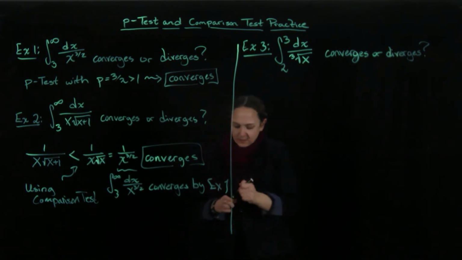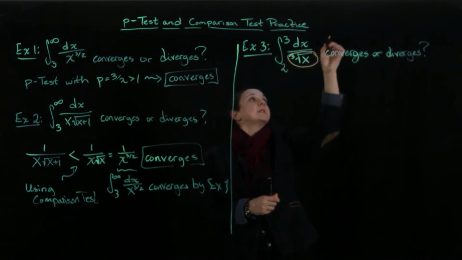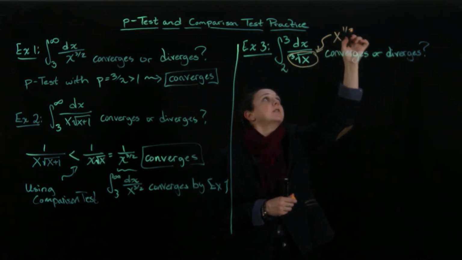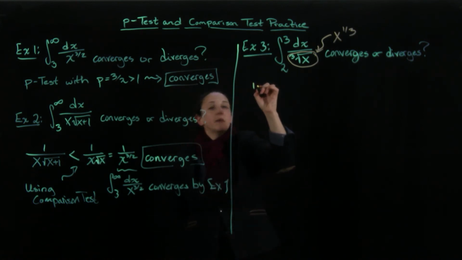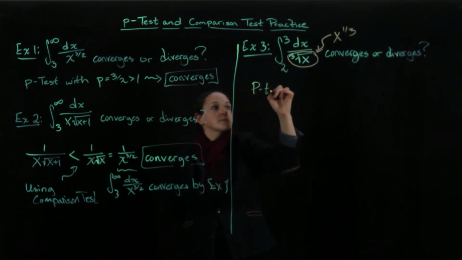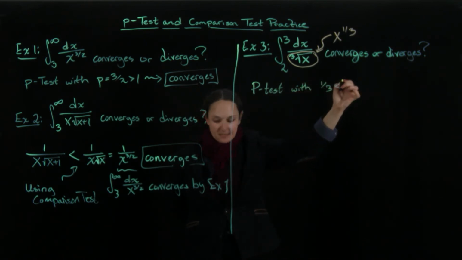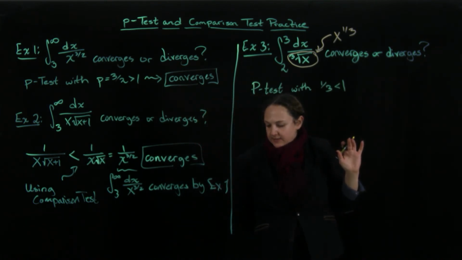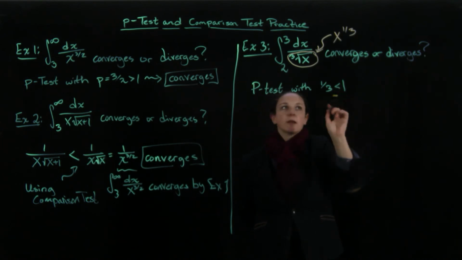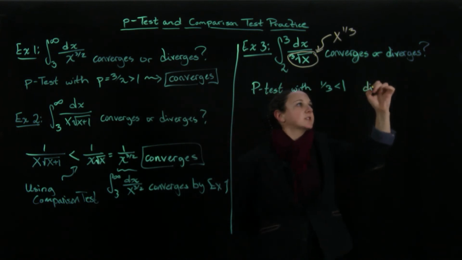We can look at something here. What is this? This is x to the 1/3. So now we can use the p-test again, with p equal to 1/3, which is less than 1. So this is going to diverge. In the previous case, because p was greater than 1, it converged. In this case, because it's less than 1, this diverges.